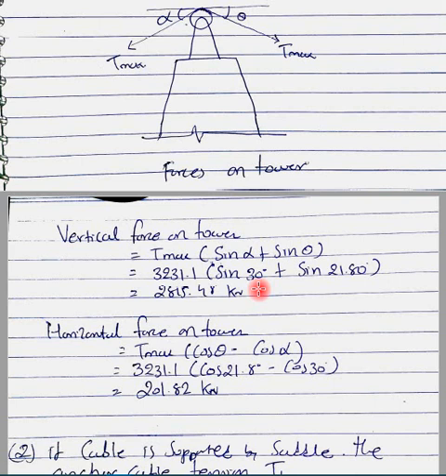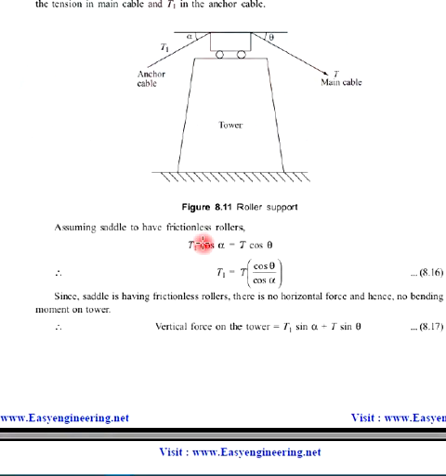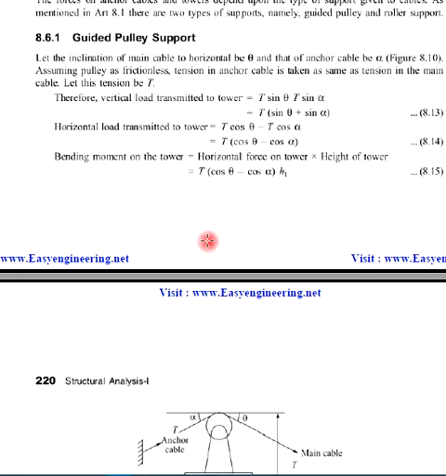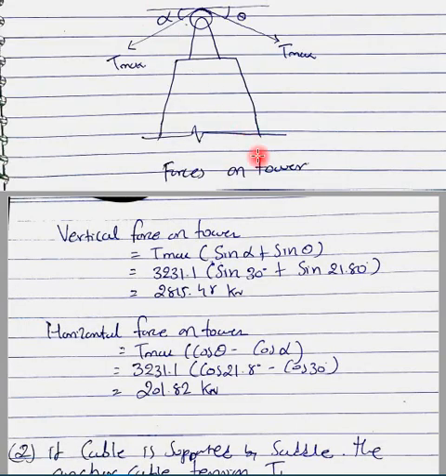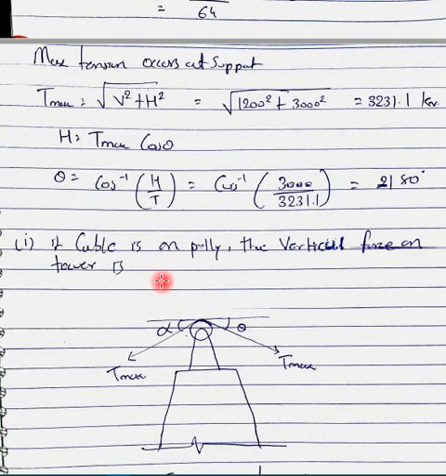Now we have alpha and theta, so we can utilize the equation for a pulley system. So what will the vertical force in the tower be? It is T max sin alpha plus sin theta. You can see here for the pulley system, the vertical force is T sin alpha plus T sin theta. Our T max we have already calculated, which is 3231.1, as you can see here.